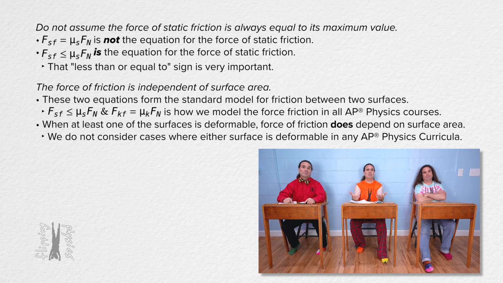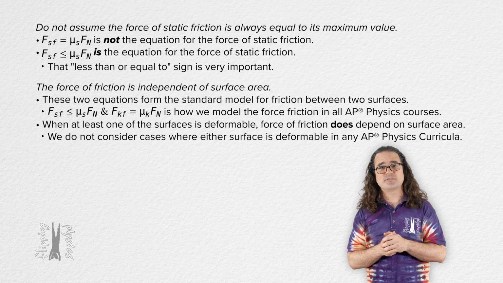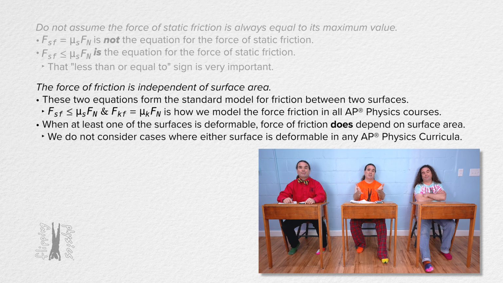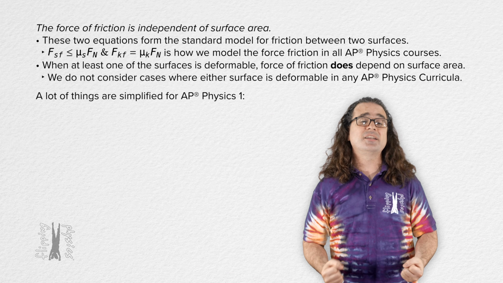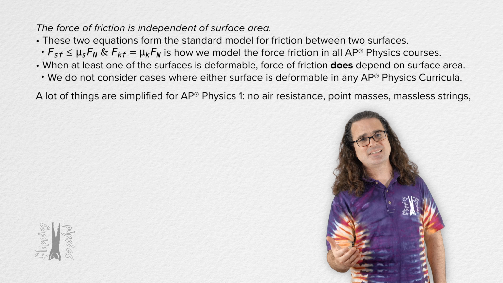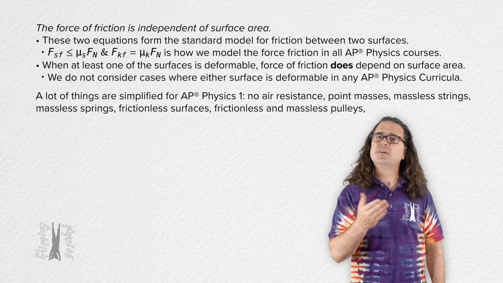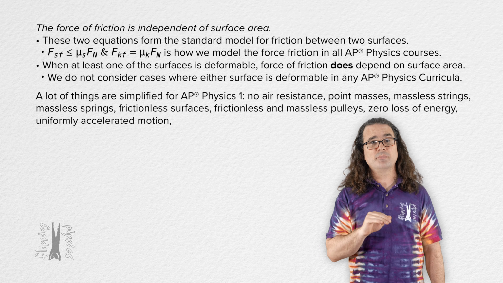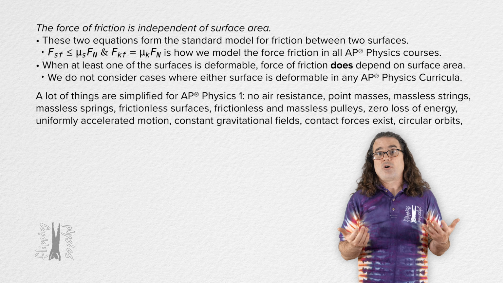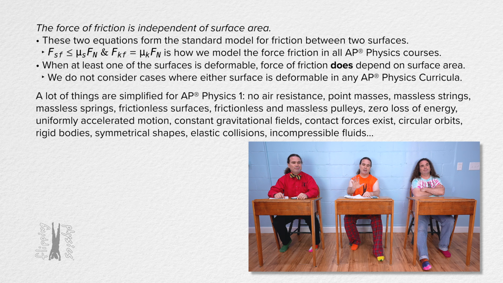But car tires. I know, car tires are deformable, and therefore surface area does affect the force of friction for car tires. But Formula One. Yeah, I know. A lot of things are simplified for AP Physics 1. No air resistance, point masses, massless strings, massless springs, frictionless surfaces, frictionless and massless pulleys, zero loss of energy during any event, uniformly accelerated motion, the gravitational field is constant, contact forces exist, circular orbits, rigid bodies, symmetrical shapes, elastic collisions, incompressible fluids. I get it.